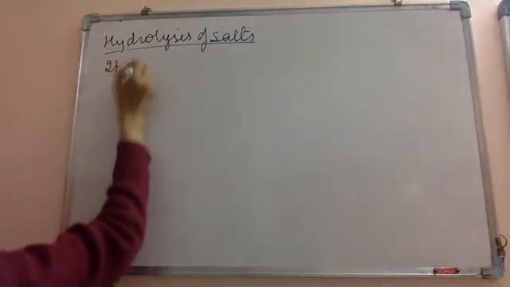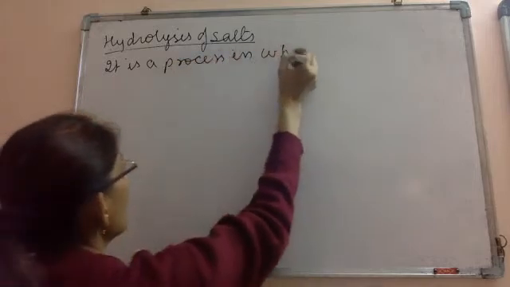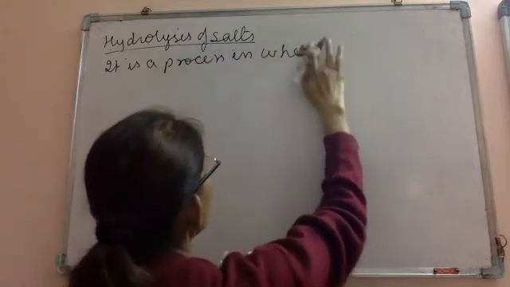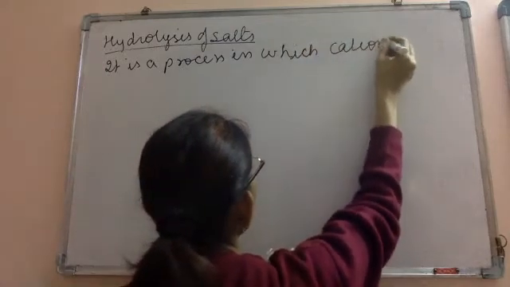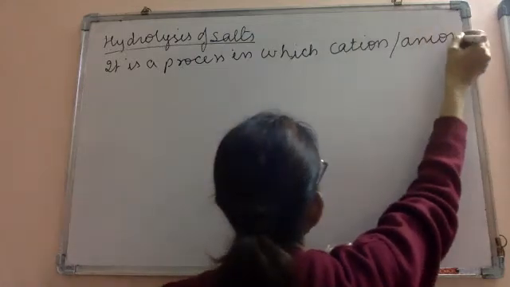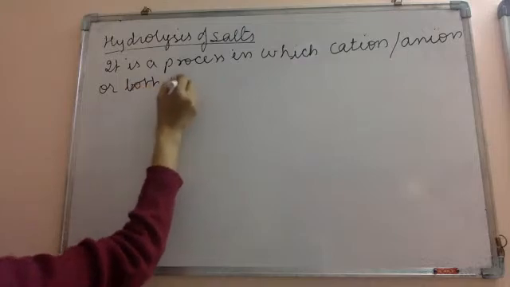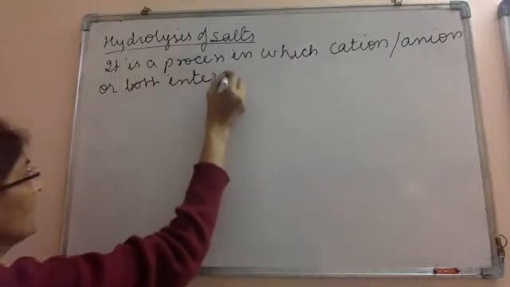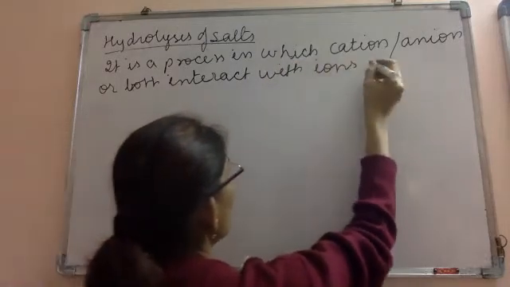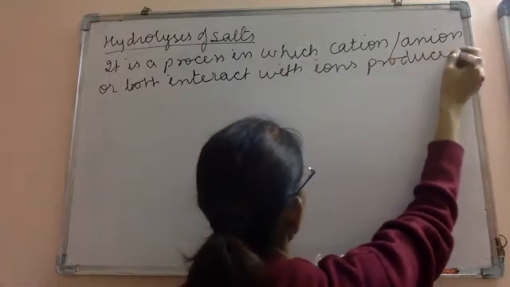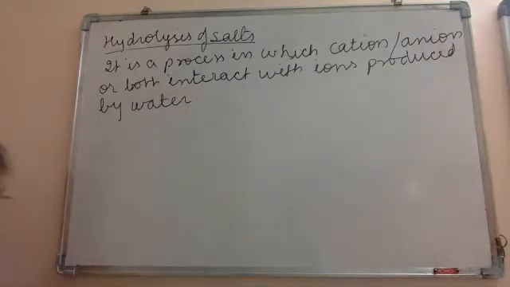It is a process in which the cation, that is the positive ion, or the anion, or sometimes both, interact with ions produced by water. This process is called hydrolysis.